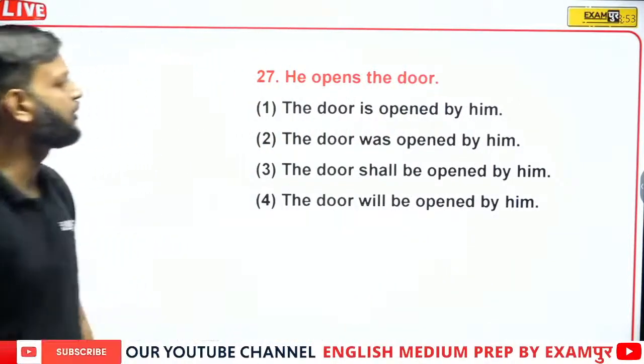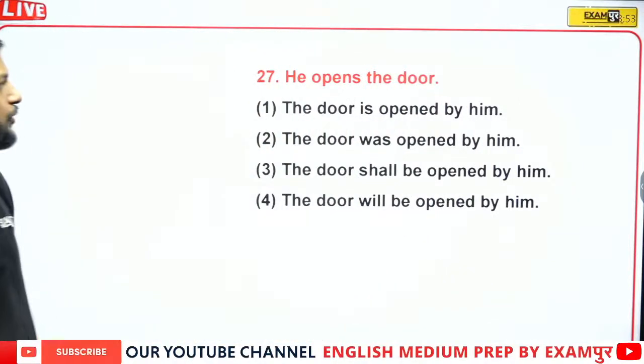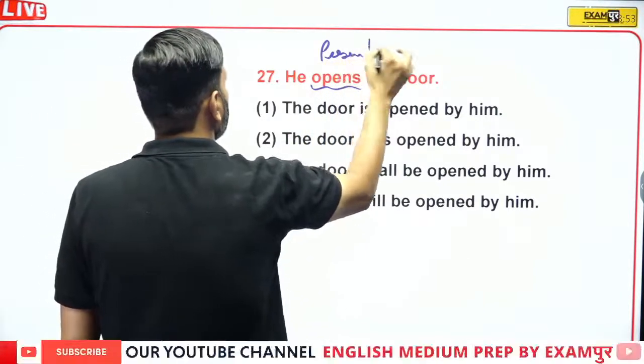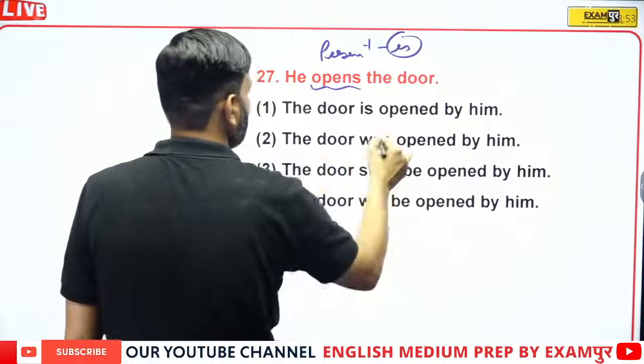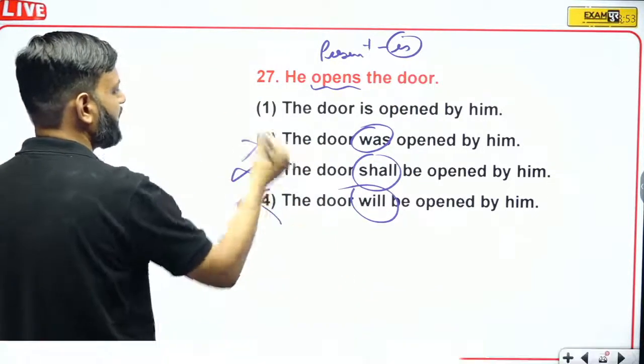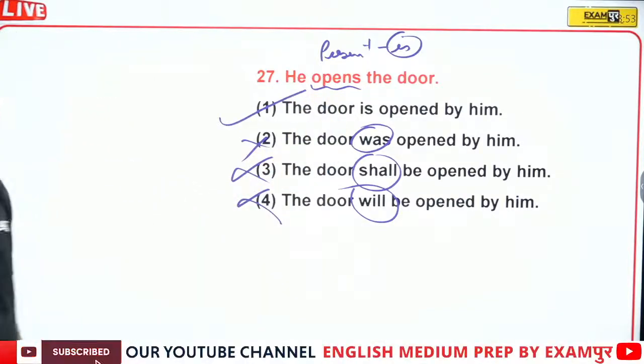27. He opens the door. Present, is required. Here was, here shall, here will. All three options have wrong tense usage. Option number 1 is the right answer.